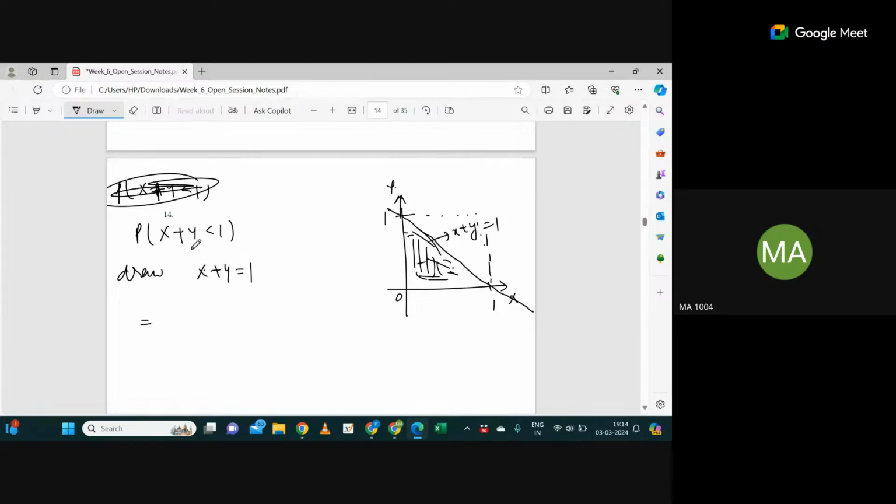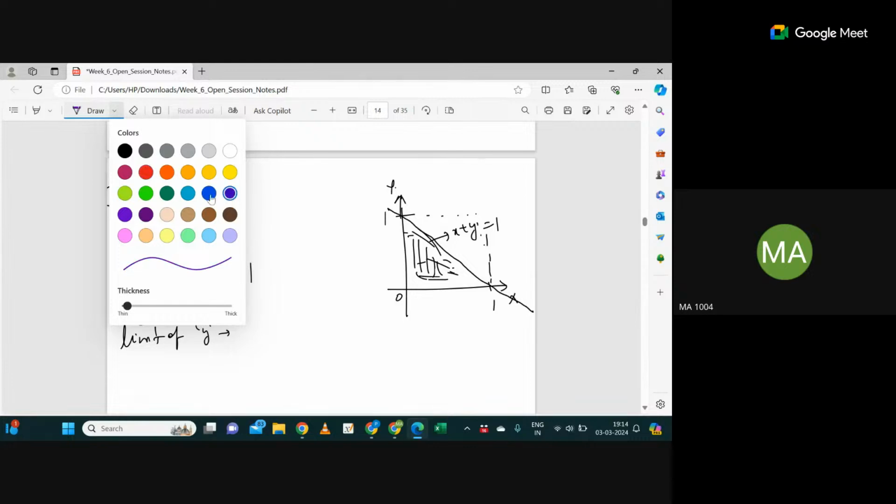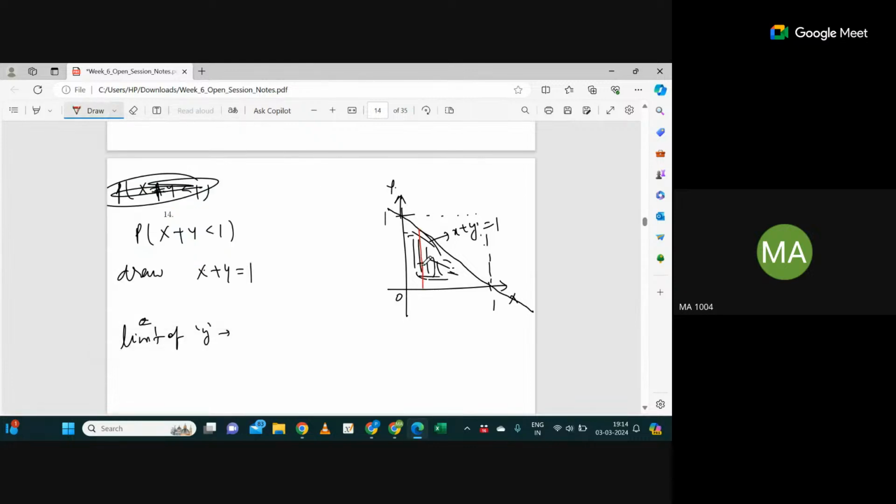Suppose I want to find the limit of y. What is the procedure? I have to draw a line parallel to the y axis. You can draw it anywhere. If you draw a line parallel to the y axis, what will be the limit of y? It will be 0 to 1 minus x, because this line is x plus y equal to 1, so y will be 1 minus x. And the limit of x will be 0 to 1.